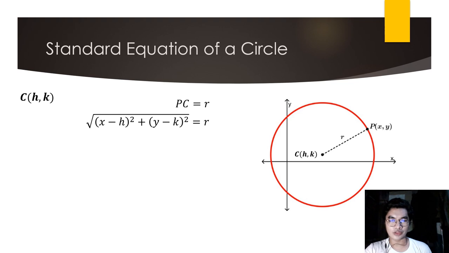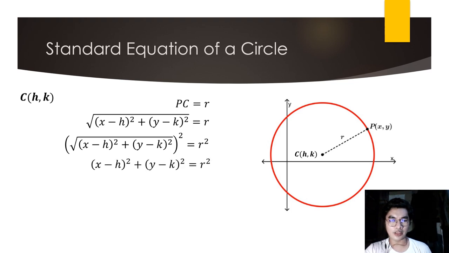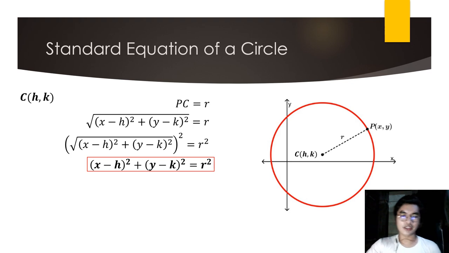Okay, simplify this by squaring both sides. We have the square of the square root of the square of x minus h plus the square of y minus k equals r squared. Here we can eliminate the square root, and then we will have the square of x minus h plus the square of y minus k equals r squared. So this is the standard equation of the circle having the center (h, k).